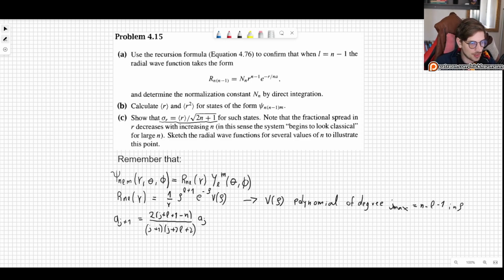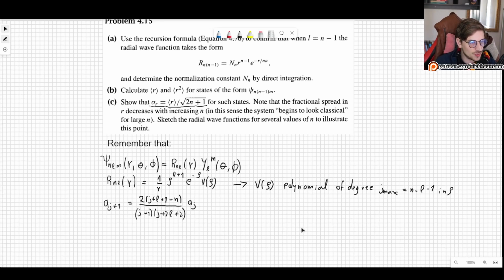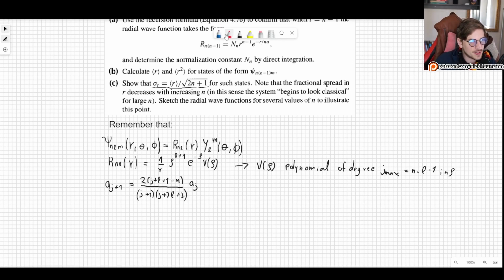Okay, so before we can begin, we need to remember a few things. The wave function for the hydrogen atom is given, of course, by the product, because we did separation of variables, of the radial part that will only depend on the variable r, but depends on the quantum numbers n and l, and the angular part, right, that depends on theta and phi, and on the quantum numbers l and m. Now, the radial part is given by this equation right here that we have already derived in the past.